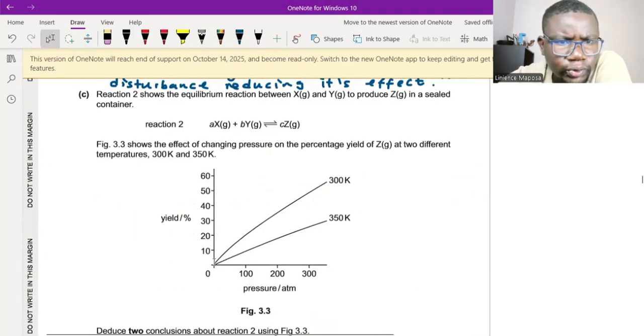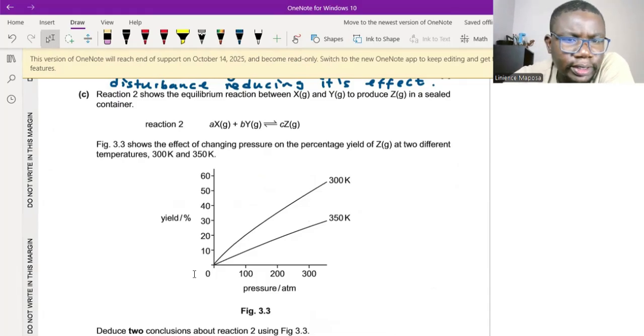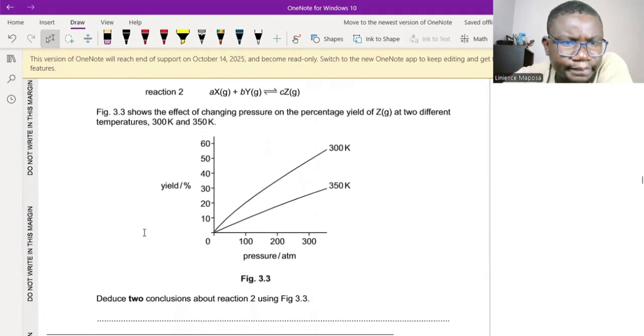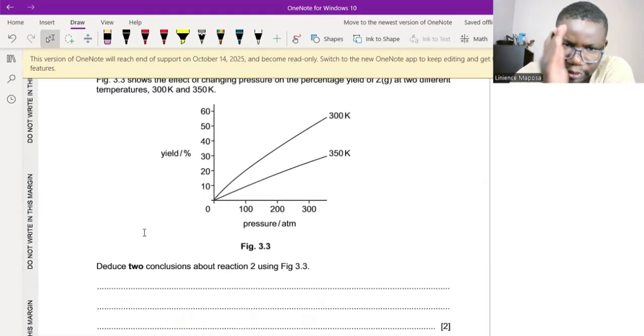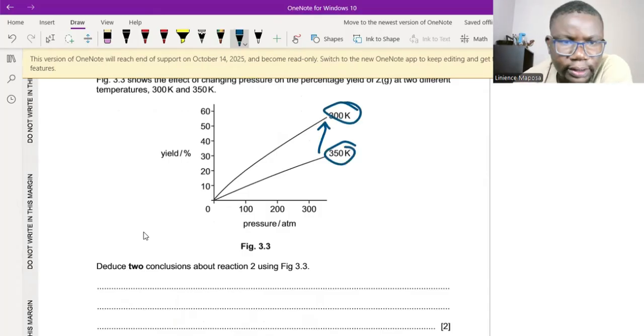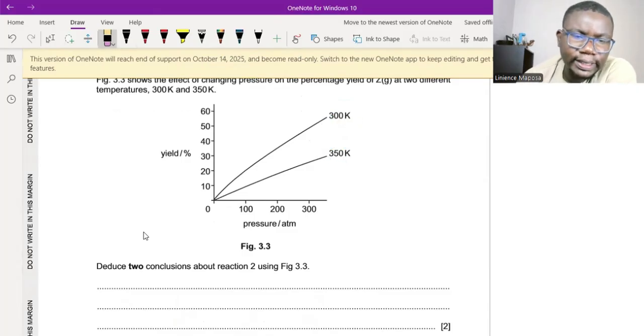Reaction 2 shows the equilibrium reaction between gas X and gas Y to produce gas Z in a sealed container. Figure 3.3 shows the effect of changing pressure on the percentage yield of Z at two different temperatures. We have yield on the y-axis and pressure on the horizontal. My conclusions have to be about temperature and pressure. When we decrease the temperature, 300 versus 350, the yield of Z increases.